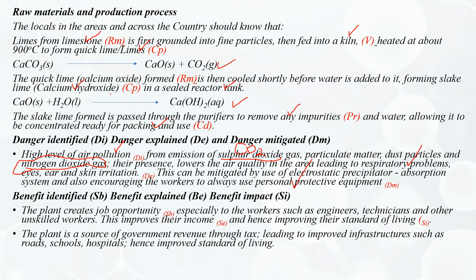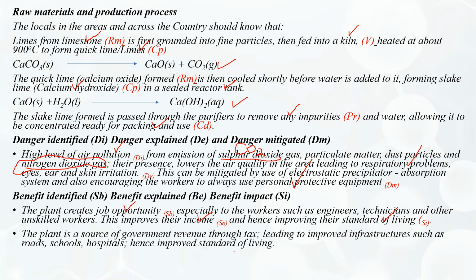Then the last point which we want is about the benefit of the industrial process. And we're saying that the plant creates job opportunities, that is a benefit, especially to the workers such as engineers, technicians, and other unskilled workers. This improves their income, that is the effect, and hence improves their standards of living. Very good. You get all the 3 points.